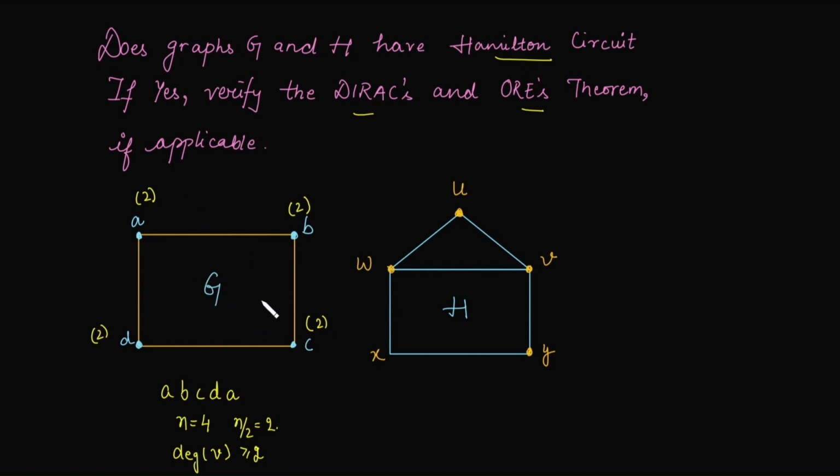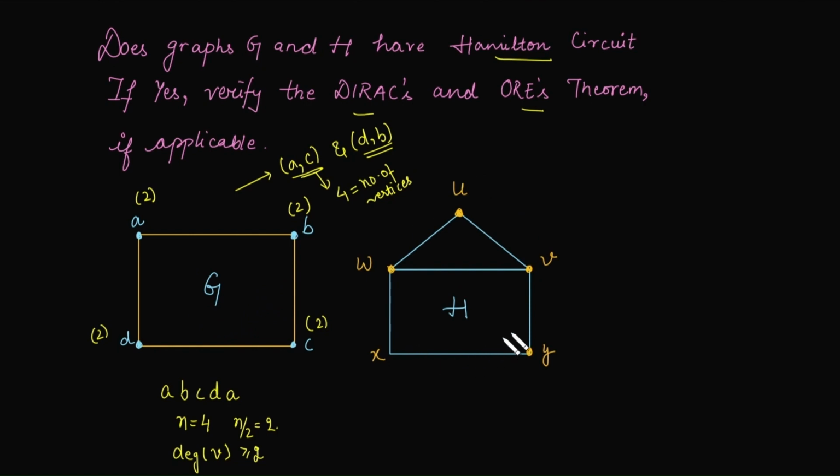Now whether Ore's theorem is applicable in this case. It says that we need the non-adjacent vertices. The non-adjacent pairs of vertices in this case are A and C, and D and B. What is the degree of these vertices? The degree of A is 2 and the degree of C is 2. The total sum of the degrees is 4, which is equal to the number of vertices. So the condition is valid for this non-adjacent pair. Now what about D and B? The degrees are 2 and 2. The sum is 4, which is equal to the number of vertices. So with the help of Ore's theorem we can also say that the graph has a Hamilton circuit.